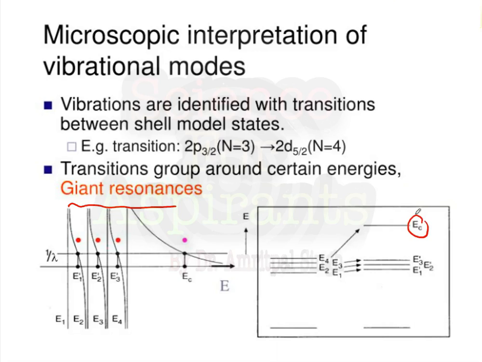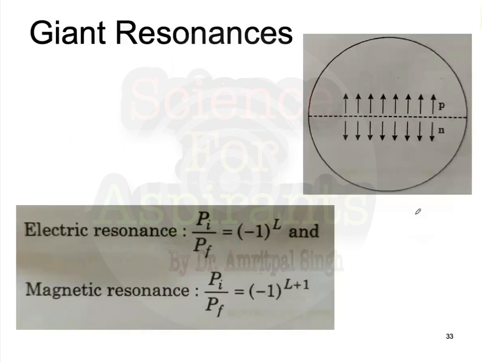So this giant dipole resonance, or the giant resonances, are observed experimentally in many nuclei. The position of the giant resonance depends upon the excitation energy and upon the mass of the nucleus, so the giant resonance is different for different nuclei. So this is the concept of giant resonance. I will not go into detail.